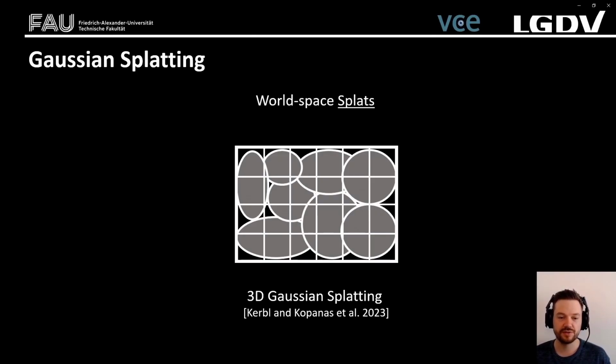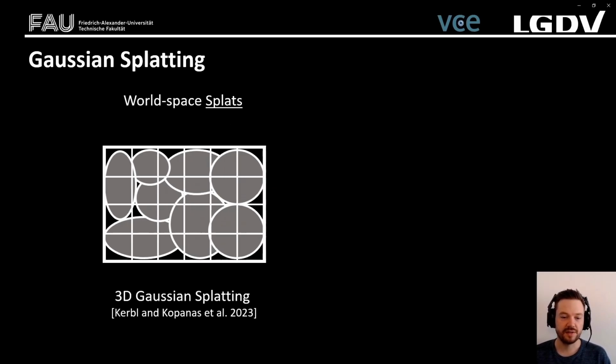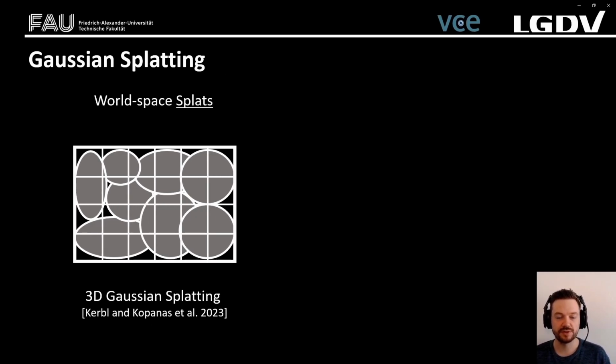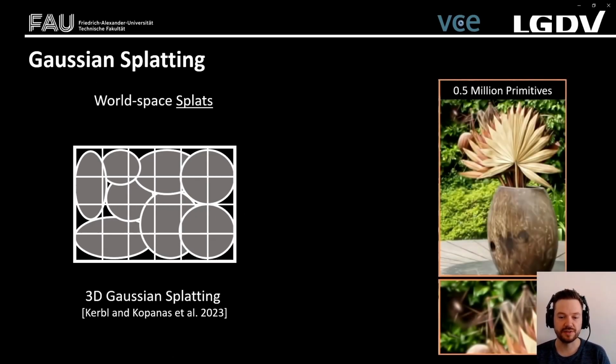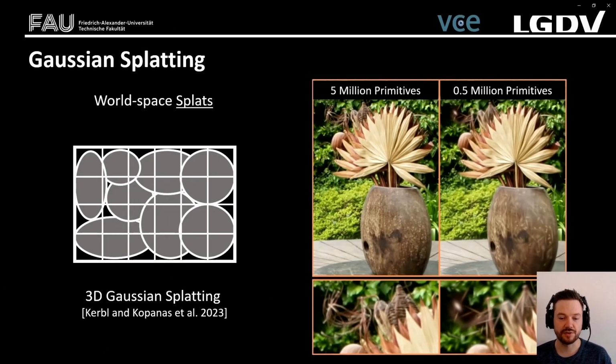However, to reconstruct fine details, we will need a lot of primitives. And that might also be a problem, because if we don't have that, then fine details are missing. So here you can see in the bottom that the fine-grained details are basically missing, or you can see the individual Gaussian spikes there compared to the full 5 million primitives result.